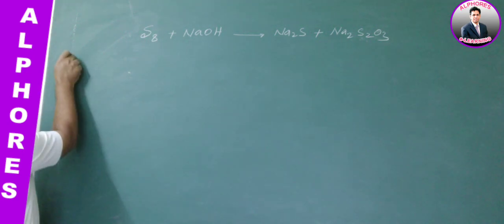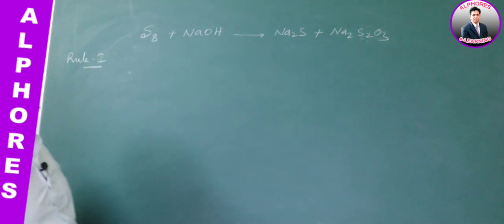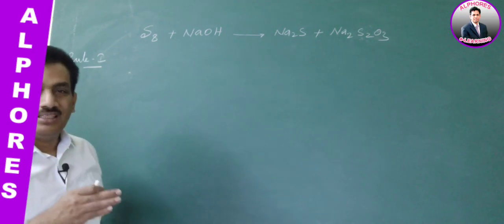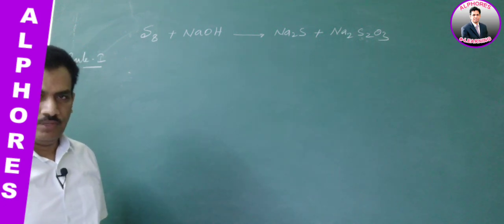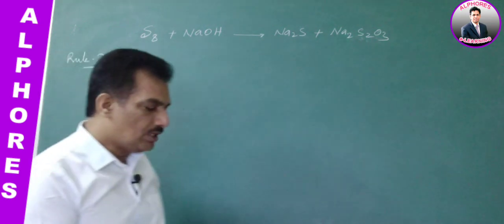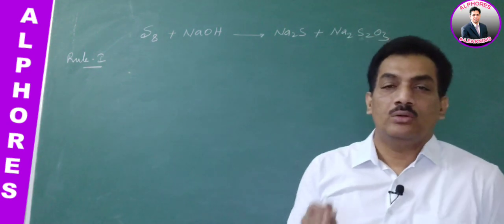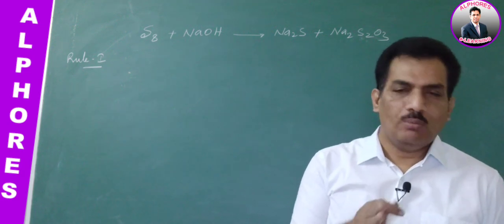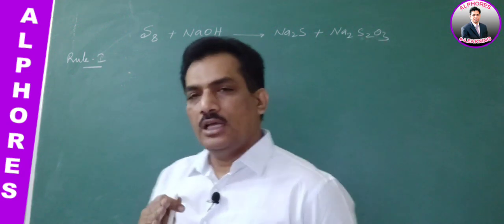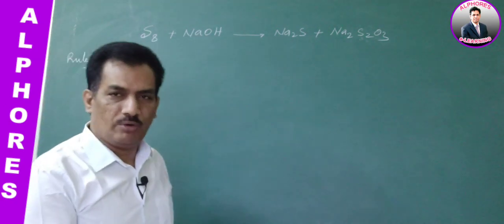Let us consider rule number 1. Rule 1, what does it say? Simply write the skeletal equation, that is, the ionic form of the equation. How do we write it? By removing first group or second group cations and also H plus from acids, H plus only from acids. By removing these cations or H plus from acids, we can write the skeletal equation, which is the ionic form of the reaction.